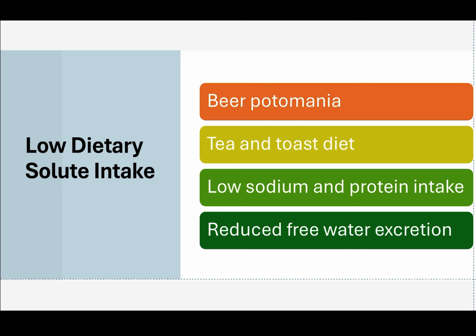Adequate solute intake is essential for water excretion. Diets very low in protein and salt limit the amount of solute available for renal excretion, reducing maximum urine output and predisposing to hypotonic hyponatremia, even with modest fluid intake.